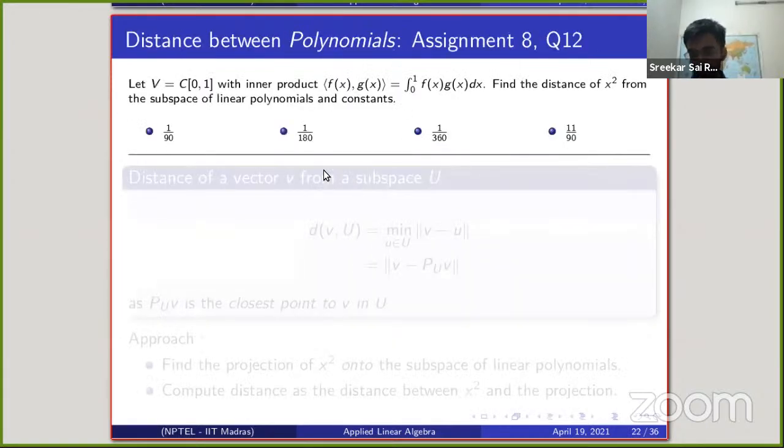I have a short discussion about least squares, different cases. I will take it if we have more time. Yeah, so we'll move on to the last question.